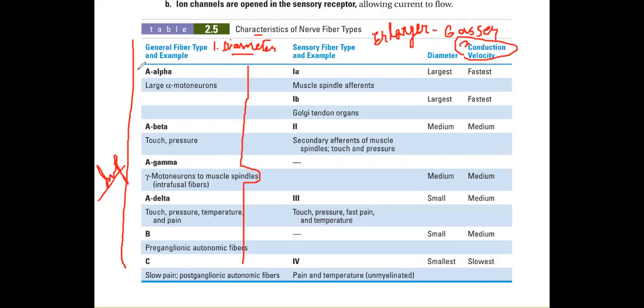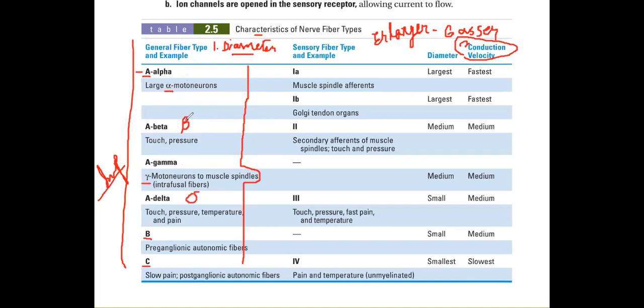So first of all we have these fibers A, B, and C. Then he divided the A fibers into four categories: A alpha, A beta, A gamma, and A delta. This is the symbol of alpha, and then this is the symbol of beta, this is the symbol of gamma, and this is the symbol of delta. You should know the symbols as well, because they have written symbols in your book.